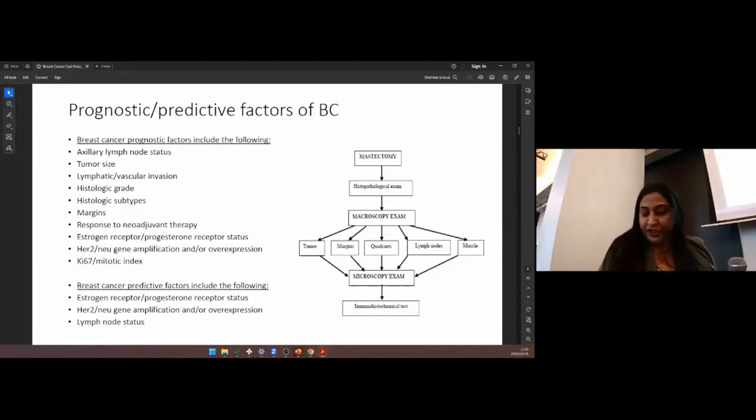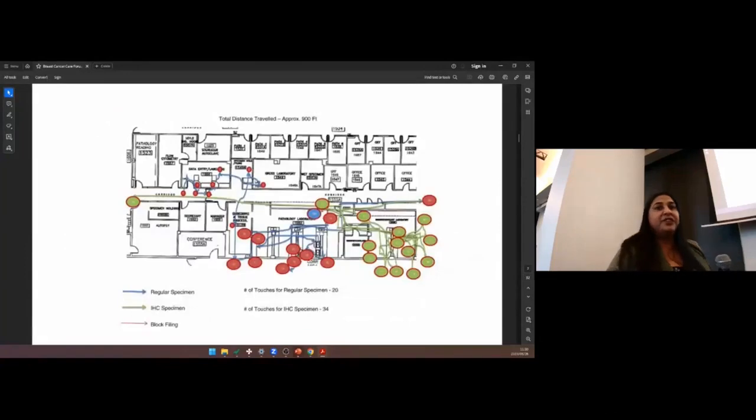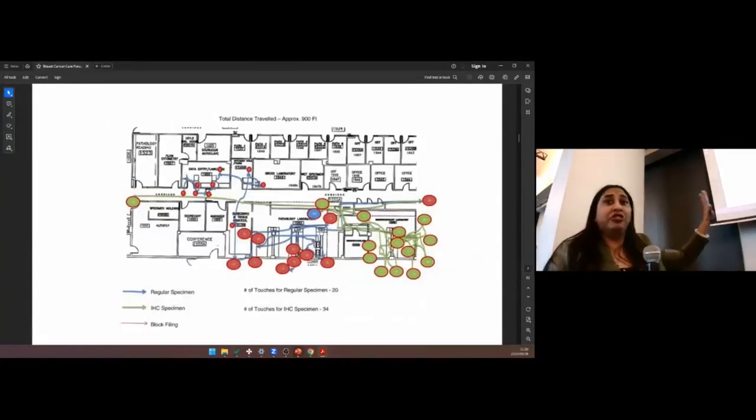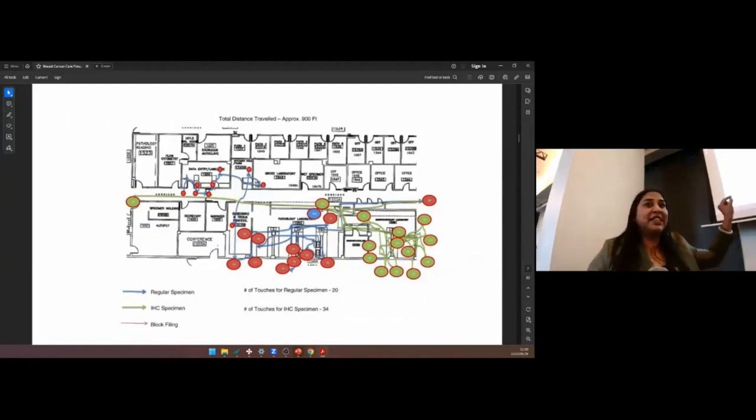Now, I've included this to show you how much distance a specimen travels in the lab, from the time it's received at reception to the time it's been processed and put into formalin. It actually moves around the lab quite a lot. This includes purely the processing and then the immunohistochemical lab.